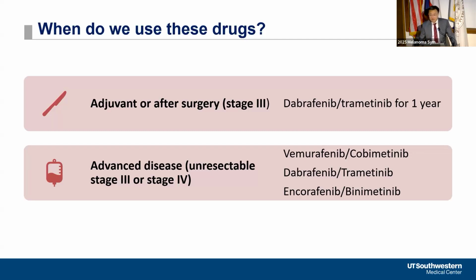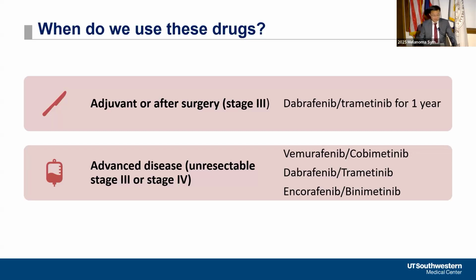The other setting where we often use these drugs is in advanced disease, which we describe as unresectable stage 3, so disease that hasn't spread to an organ but can't really be removed by the surgeon, or in patients with stage 4 metastatic disease where we're not able to remove any of the cancer. And in those settings, we can use any of those combinations.